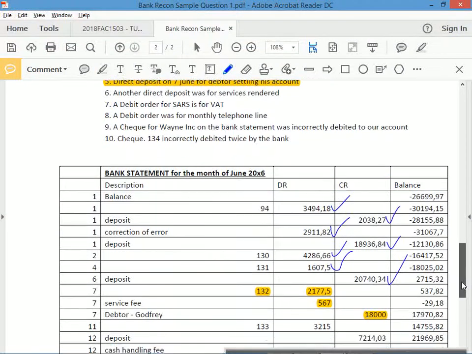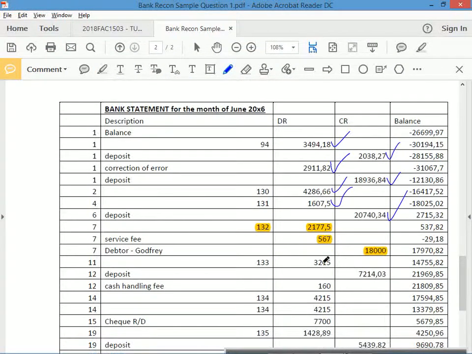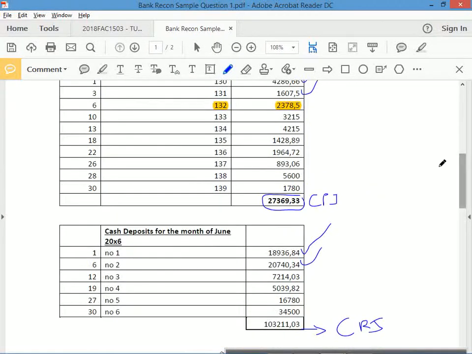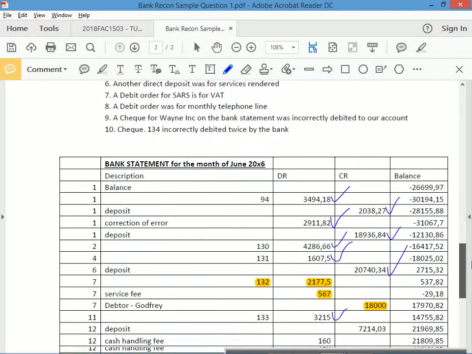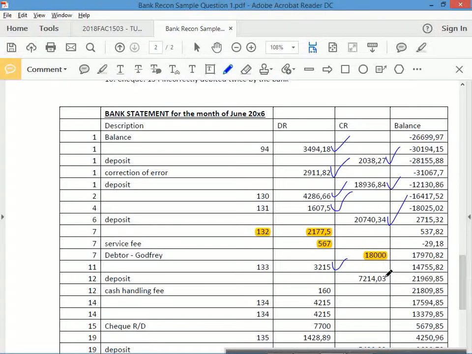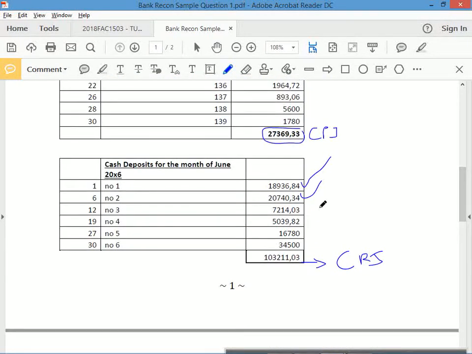Okay, let's carry on. Can I tick this one, guys? Okay, is 3215, you guys are saying yes, that means it must be here. It is, so you can tick it. Okay, it's in your cash payments. Right, can I tick this deposit? Okay, you guys are saying yes, let's tick it then. 7214, is 7214 there? Yes, I can tick it, fine.